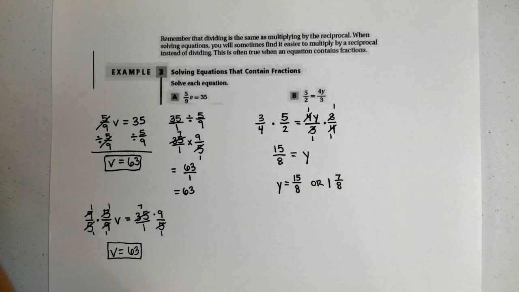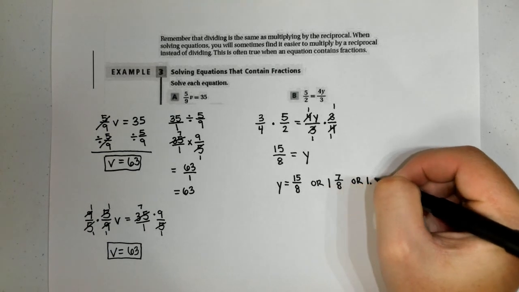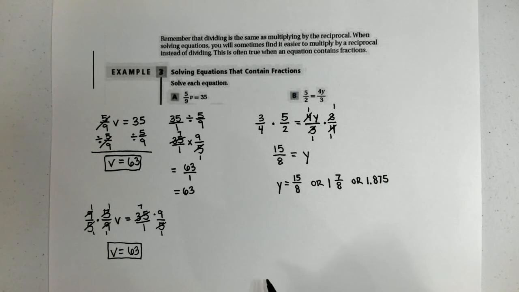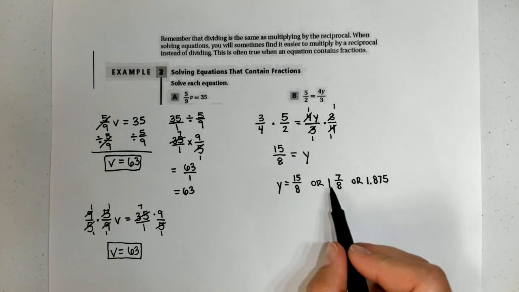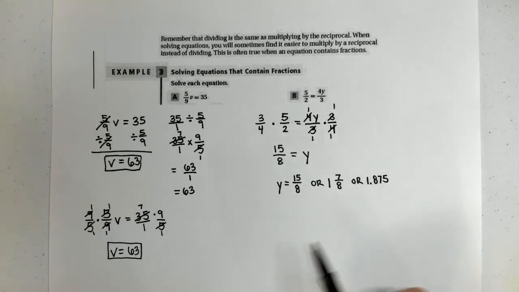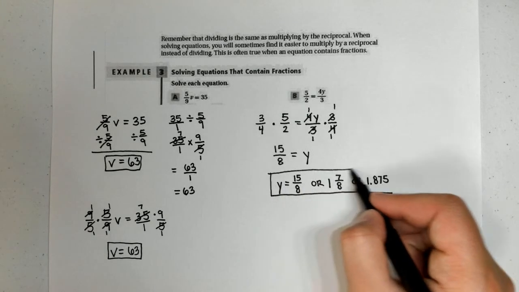You could also write this as a decimal if you want, which is 1.875. So all three of those answers would be correct. It depends on what your teacher prefers, if they want you to write it as a mixed number, improper fraction, or decimal. It's kind of up to your teacher. But these would be 3 acceptable answers.